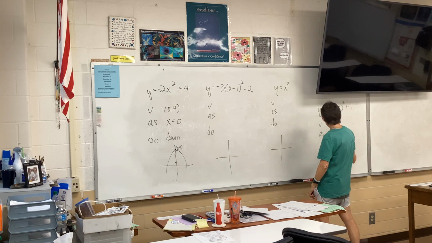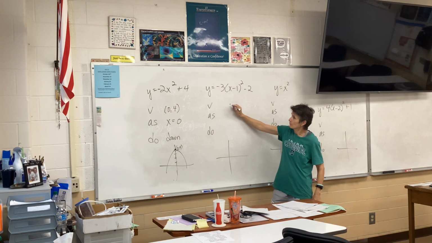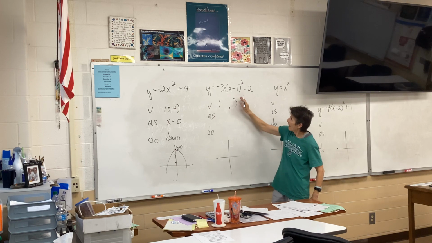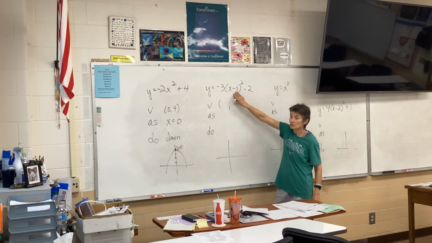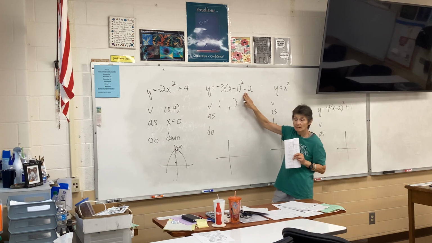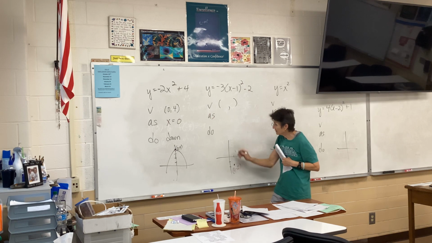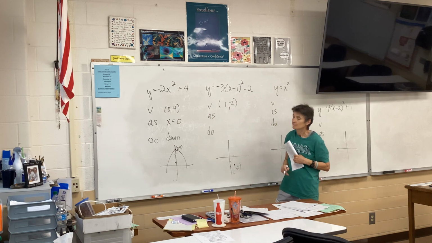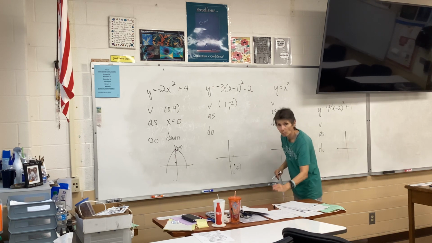All right, so here we go. Let's take a look at this one. Where's its vertex? How have we moved this parabola? Well, this tells me that I went 1 right, and that tells me that I went down 2. So 1 right, down 2, puts my vertex at (1, -2). You can tell that just from looking at the equation, based on what you already know.